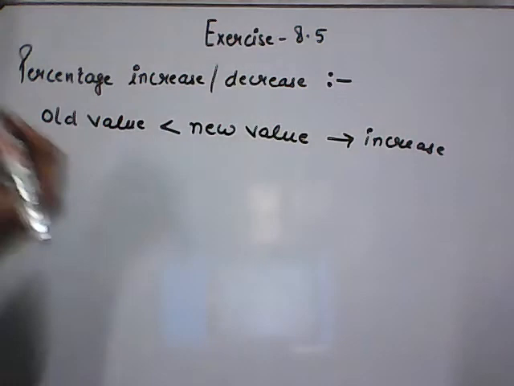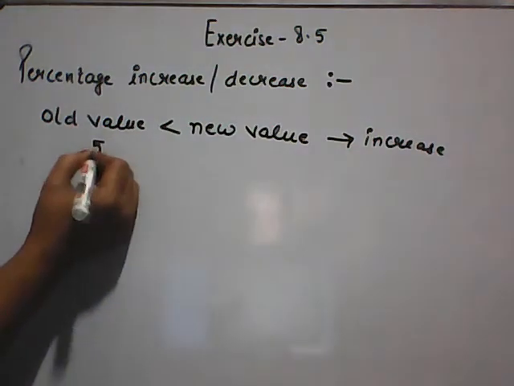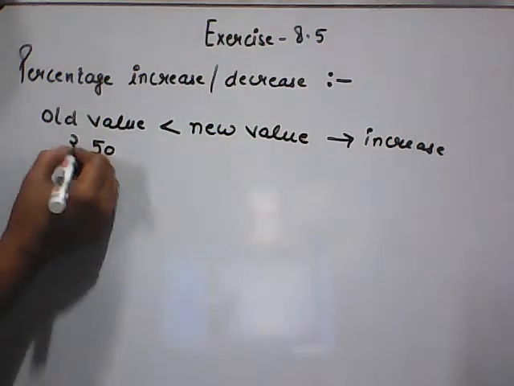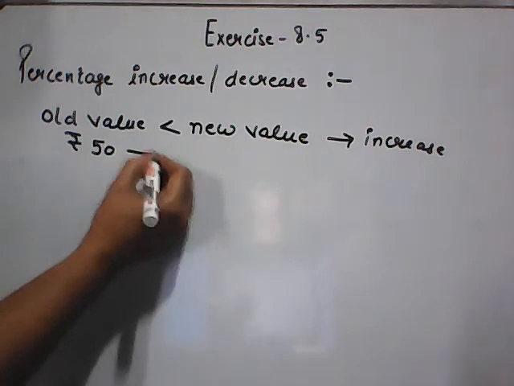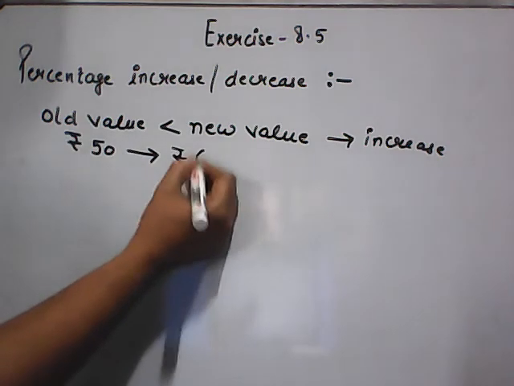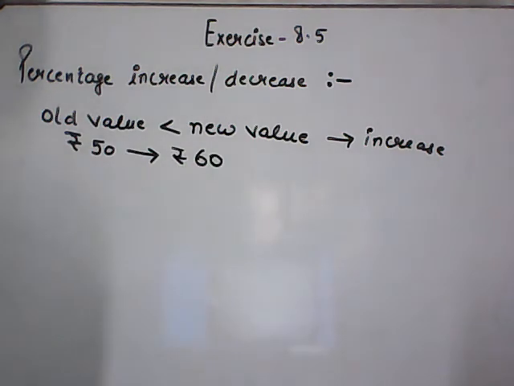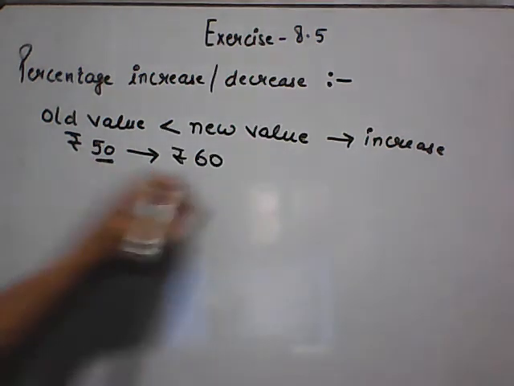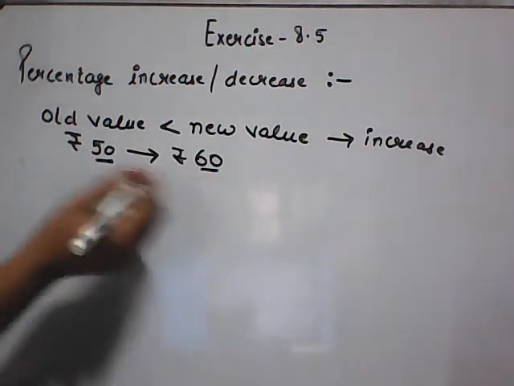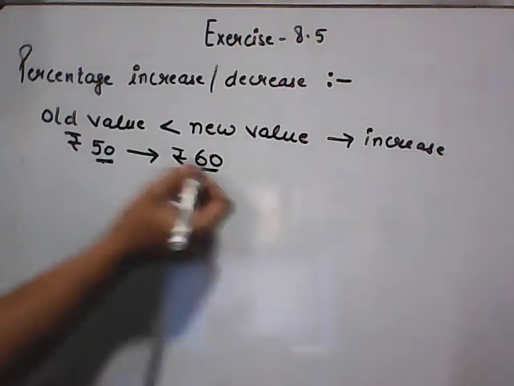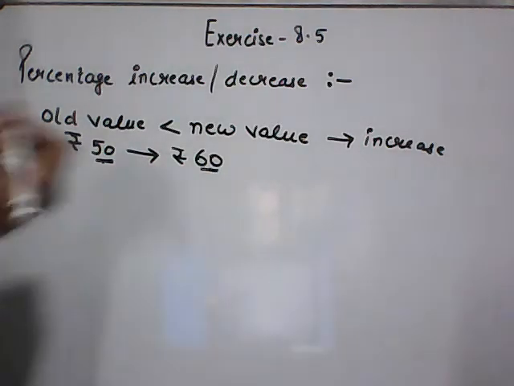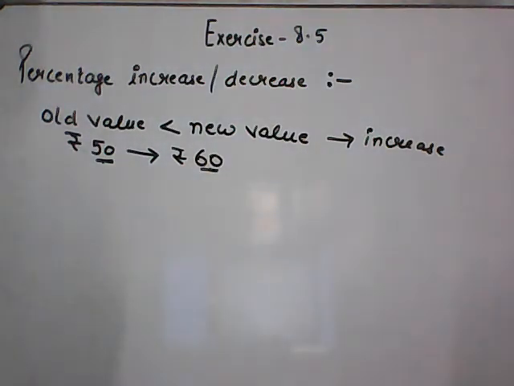Suppose the price of a shirt is 50 rupees. If the price of a shirt goes from 50 to 60, then you have to calculate whether there is a percentage increase or decrease. Here old value is 50 and the new value is 60. Here old value is less than the new value, so there is an increase in the price of a shirt.